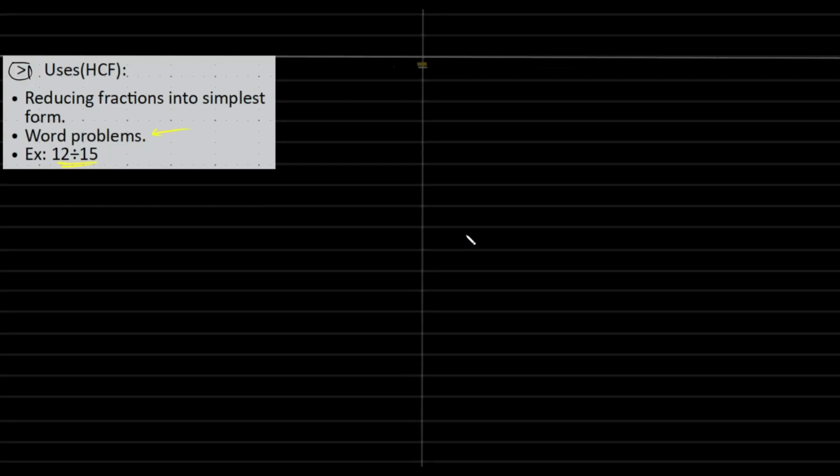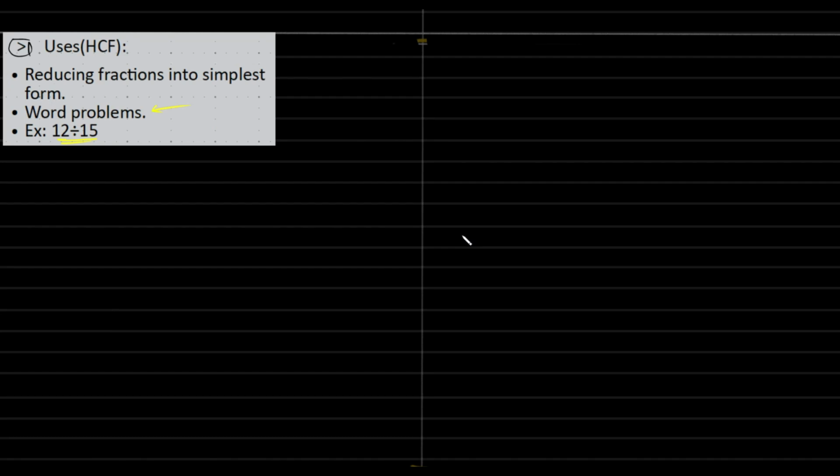Okay, then uses of HCF. I mentioned 2, but of course there are more than 2. The main thing we are looking at is reducing fractions into simplest form. The example is over here, and also word problems, and things like taking common factors. Anyways, we're going to come to that. I just want to introduce this part.